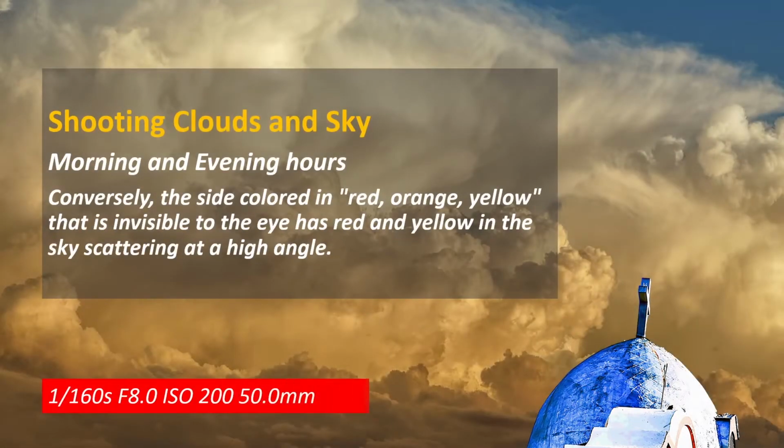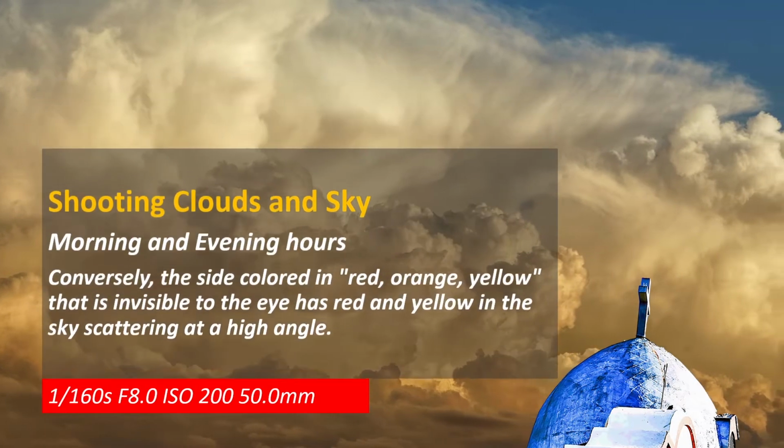Morning and evening time. Why is the sky blue? Because the blue region of the seven-colored visible light scatters before the sun.